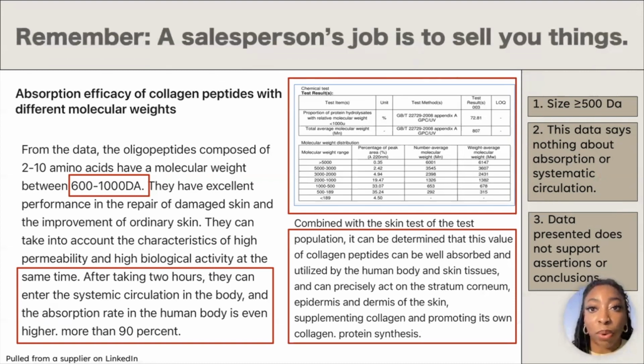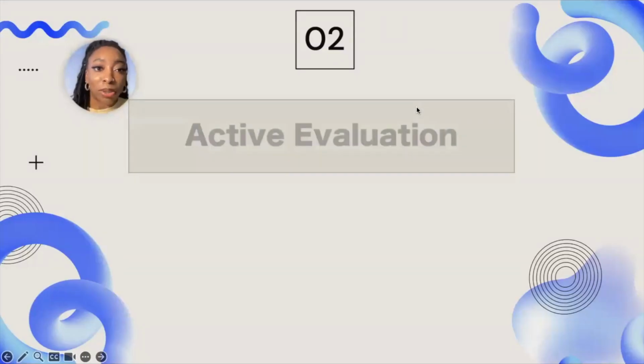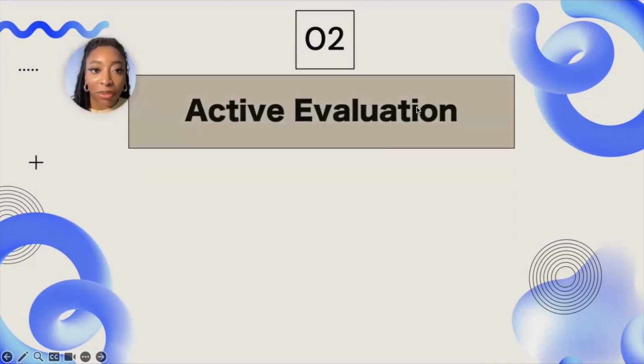It is important to remember a salesperson's job is to sell you things, whether those things work or do not work, whether you need those things or do not need those things. If you're a consumer looking to buy a product from a company or a chemist looking to buy an active from a supplier, you have to be able to critically evaluate the evidence that is being put in front of you. That brings us to part two of our talk on active evaluation.